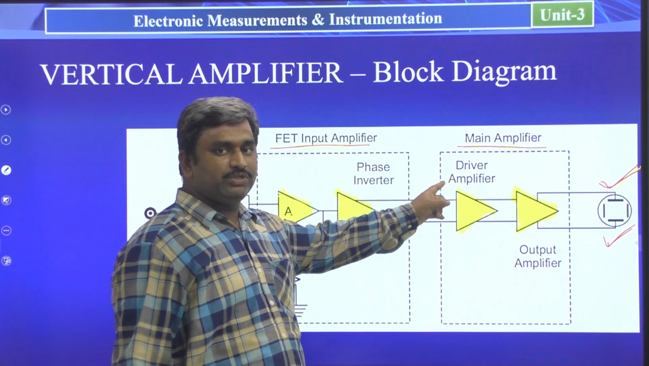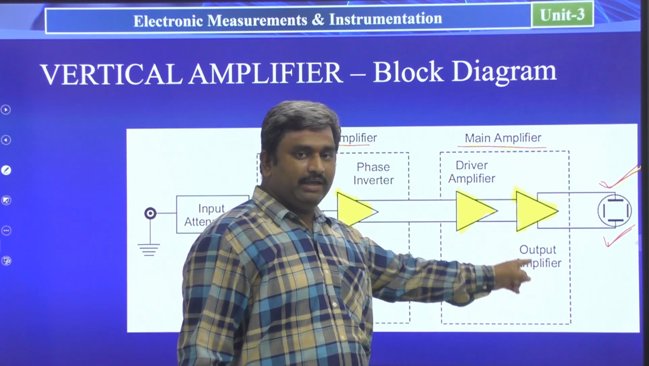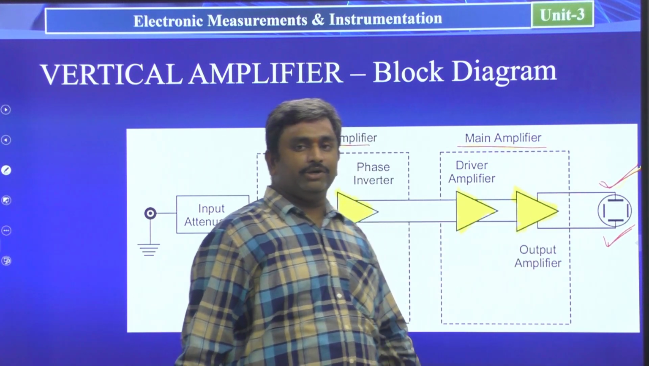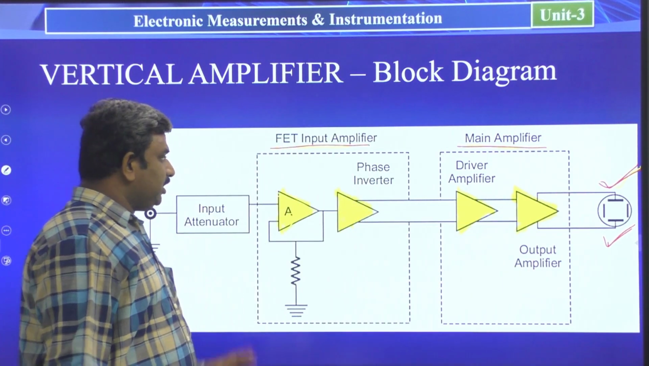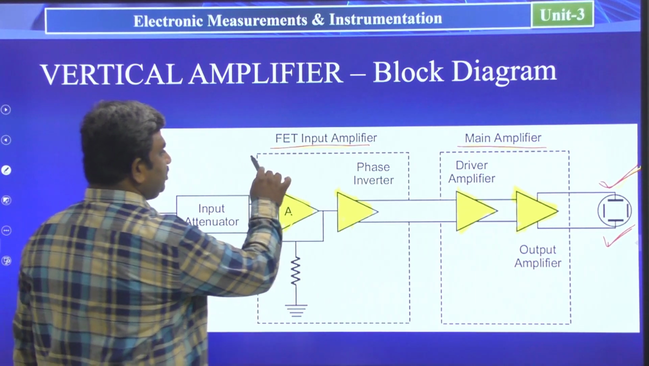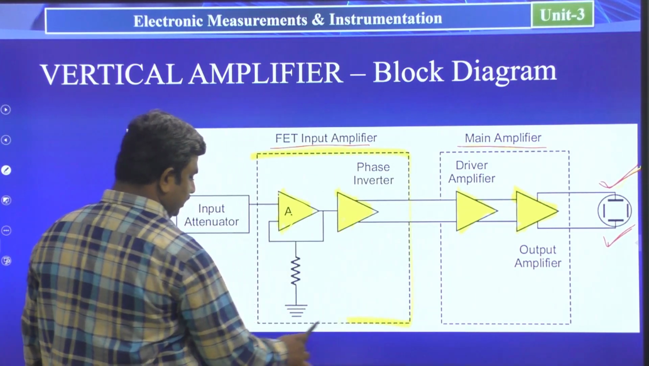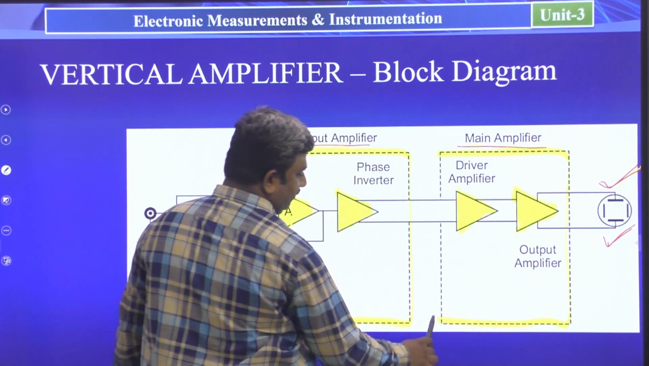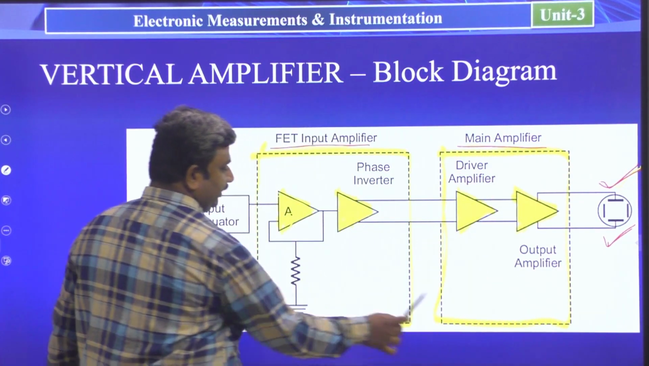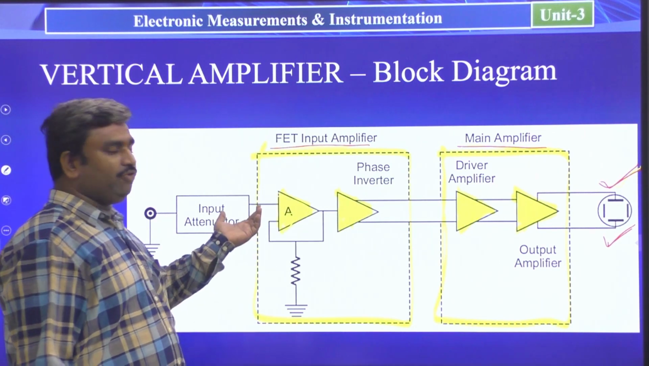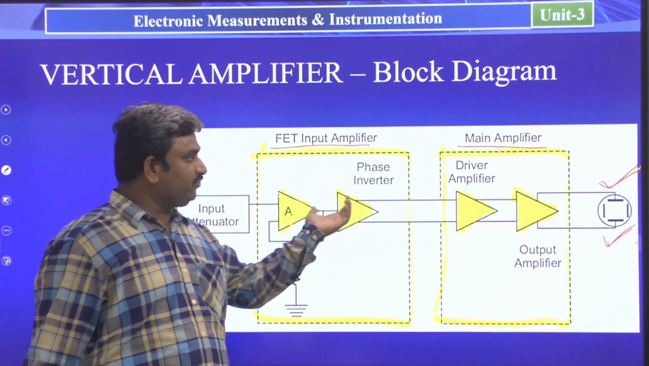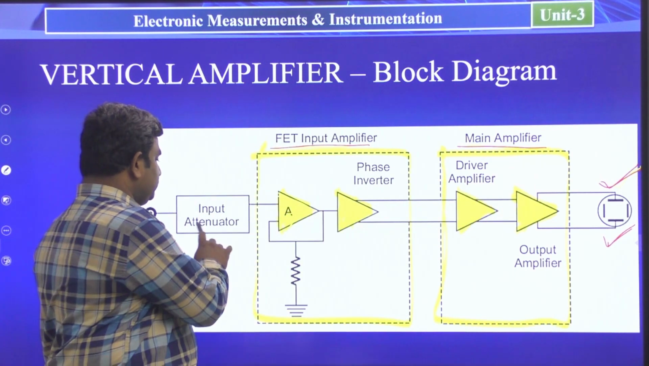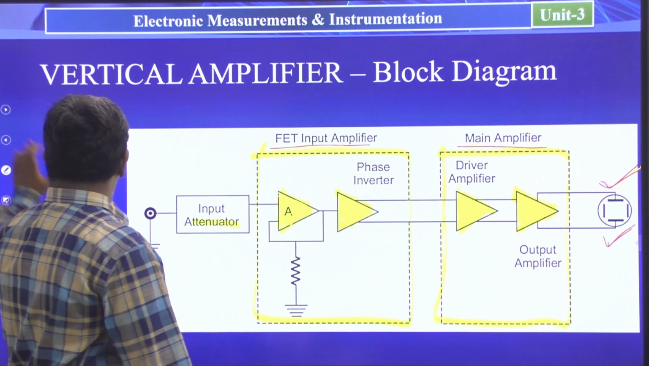And here we are using a driver amplifier, and here we have one more output amplifier. Now from the output amplifier we have connected to the deflection plates. So these are the connections. This is the first section, the FET input amplifier, and this is the main amplifier section. Now what is the operation of the FET input amplifier, its main purpose, and the main amplifier purpose, we will see on the next slide. And this is the input attenuator circuit.